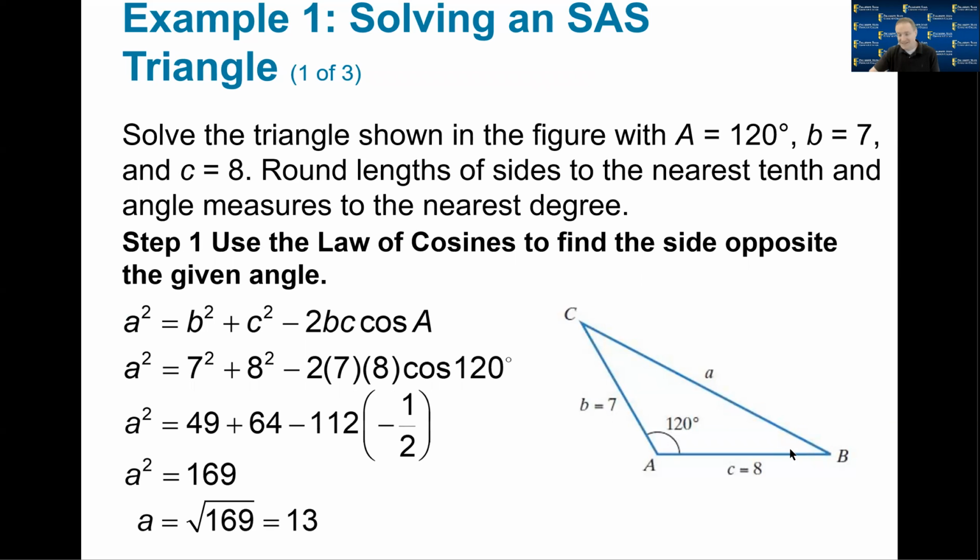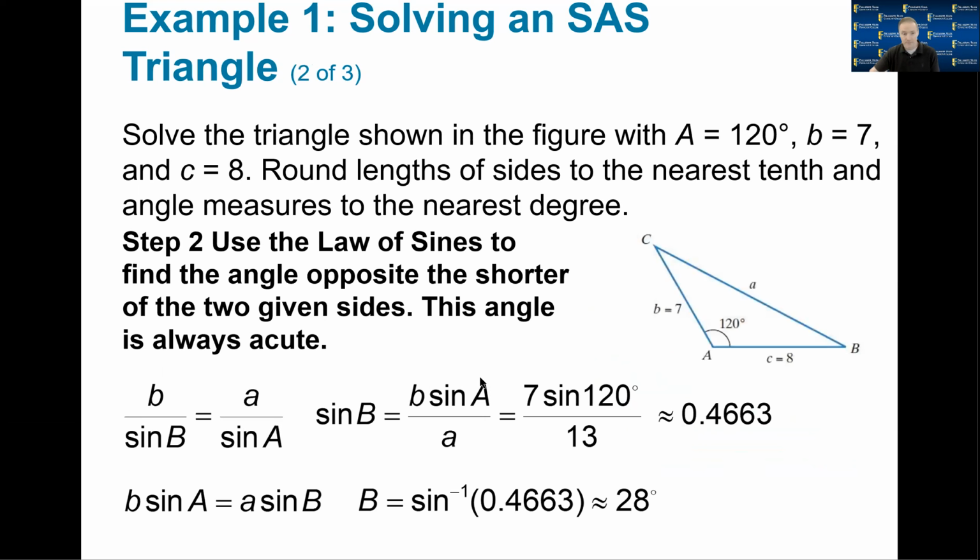I'll say the sine of B divided by 7 would equal the sine of 120 over A. Notice now, next page, we do that. So I'll use the law of sines to find the angle opposite the shorter of the two given sides. So I'm finding angle B. And you can see here, whenever you do your cross multiplication and then divide by A, you'll get that the sine of B is equal to B sine A divided by A. At that point, you can just plug everything in.